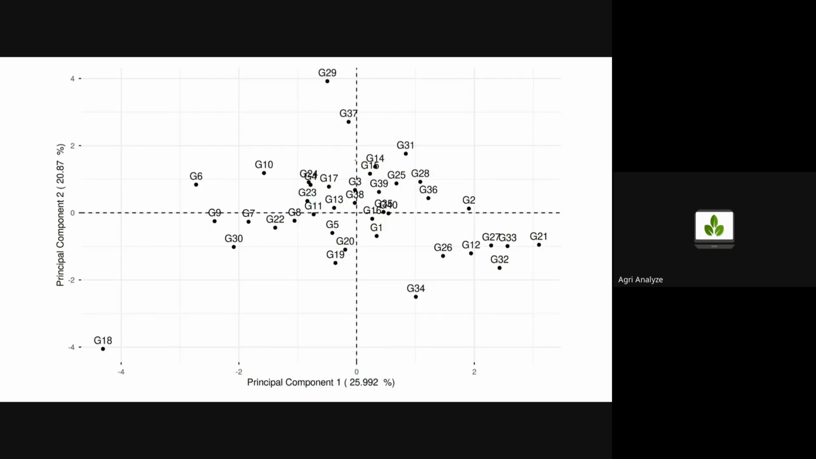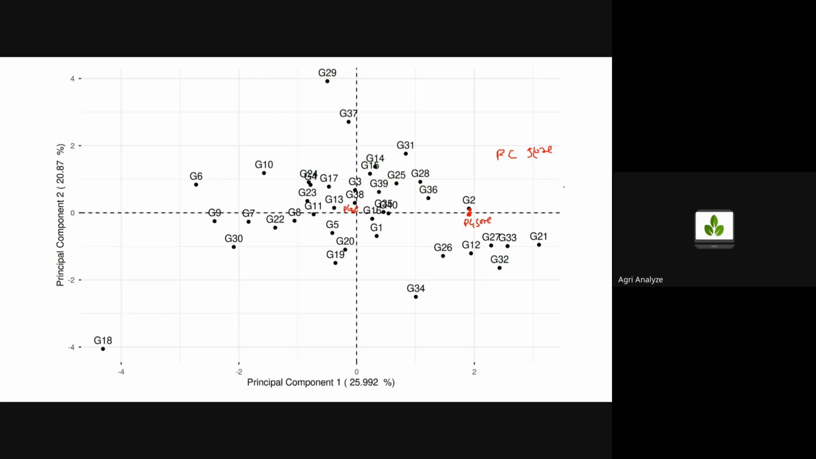Then these are the genotypes, the position of genotypes in biplot analysis. Here we found that genotype 2 has the highest value of principal component 1. This is the PC1 score for G2, but this genotype has a lower value for PC2. It means the variance of genotype 2 is mostly explained by principal component 1.